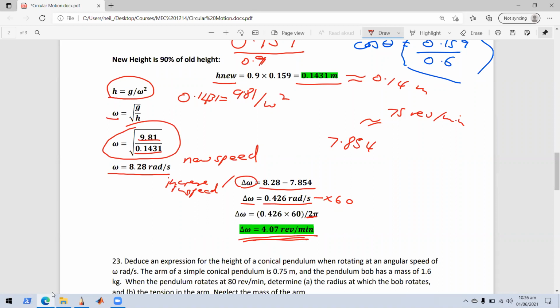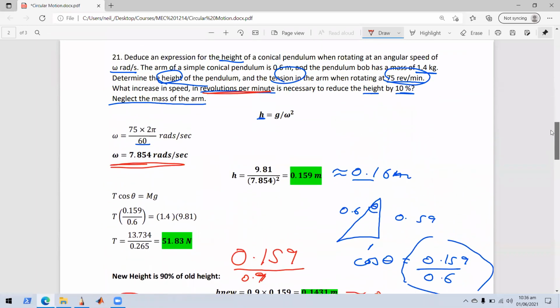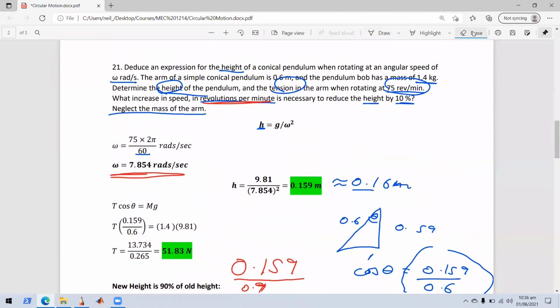Yes, sir. Sir, the new height is 90% of the old height. Is it in the question or is it a standard thing? It is in the question. I don't have a question right now. Good. Okay, good. And the next question is, I'm not sure how we get to 7.85.